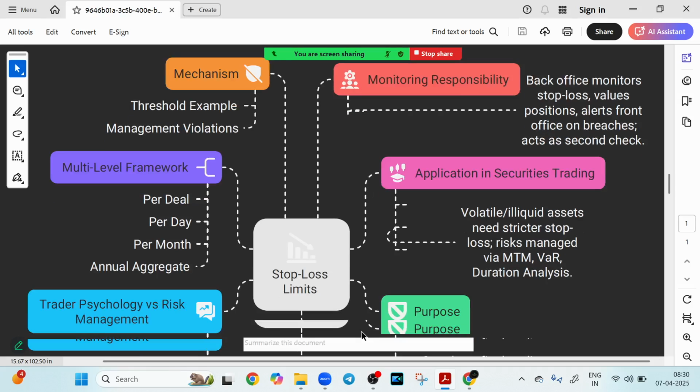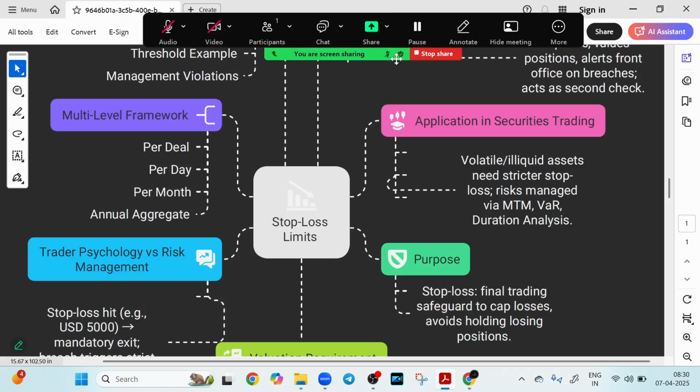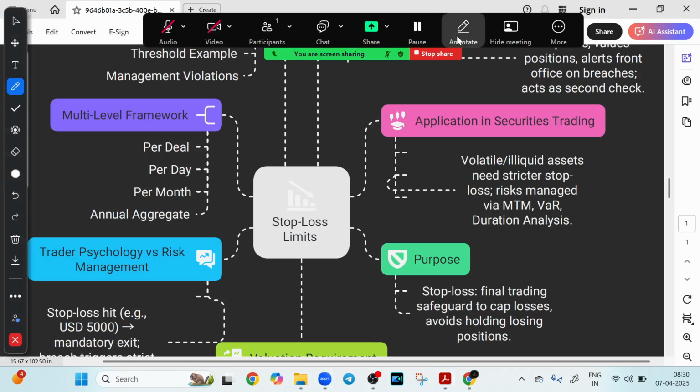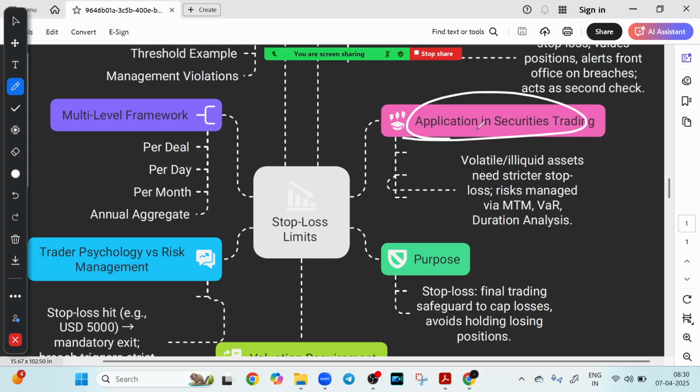Now friends, let's look at the application in security trading. Every aspect which you will see in the book over 2 to 3 pages has been covered in just a single page. When you are trading volatile or illiquid assets, the need for a stop loss becomes even more intense. Very much required.